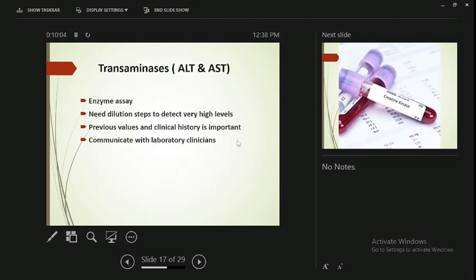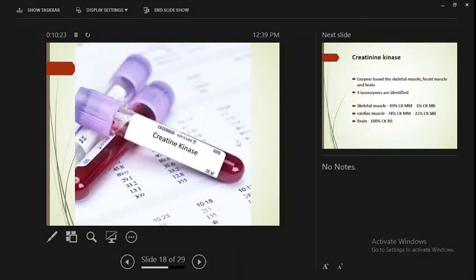So the previous values and the clinical history are important for the laboratory to get an idea whether this sample should be done with dilution. So communication with the laboratory technicians and doctors in the laboratory, to do the certain steps without any delay, to get the results on time and accurately, is very important.